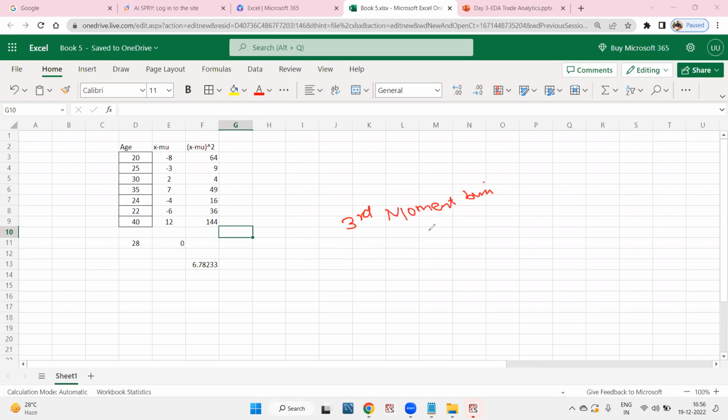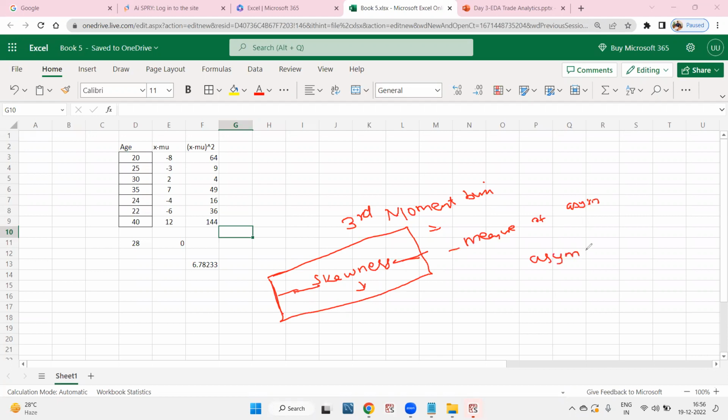So in the third moment business decisions, we have skewness. Skewness of data. What is skewness? Skewness is a measure of asymmetry. It is used to measure asymmetry.